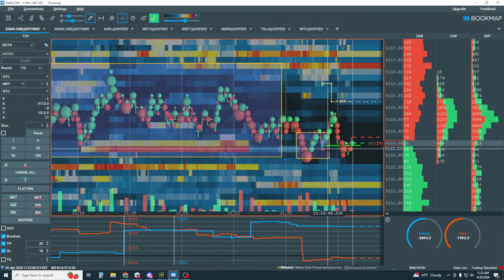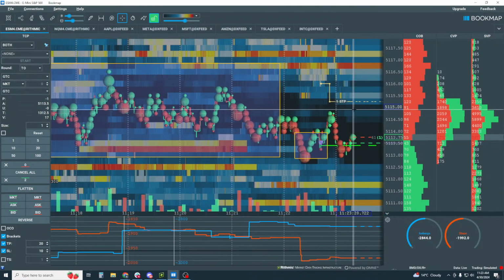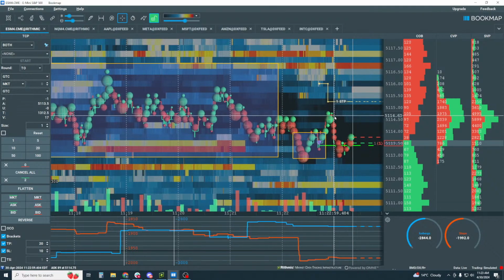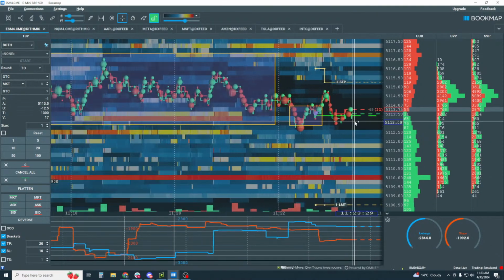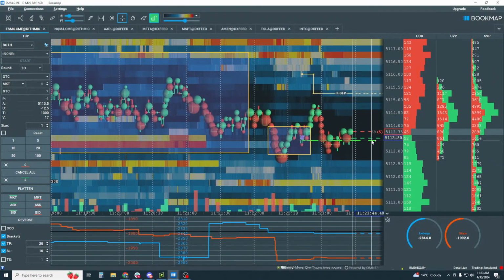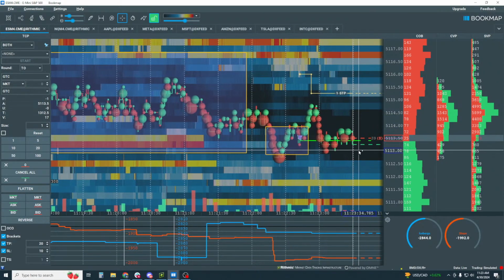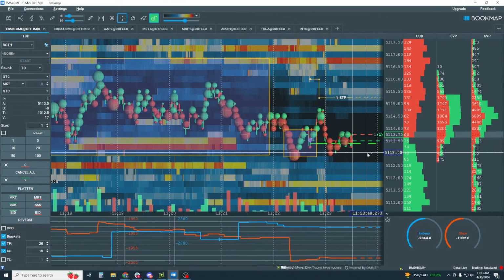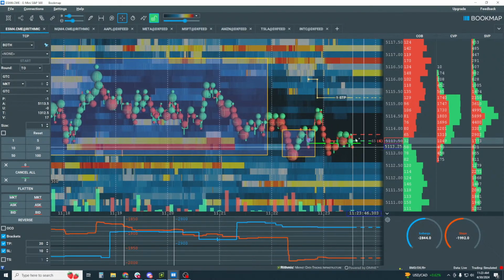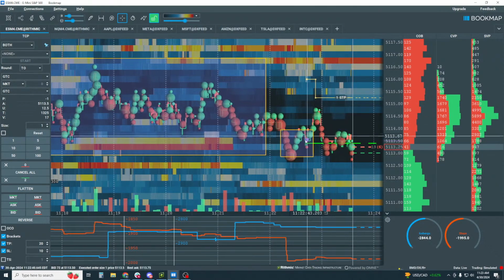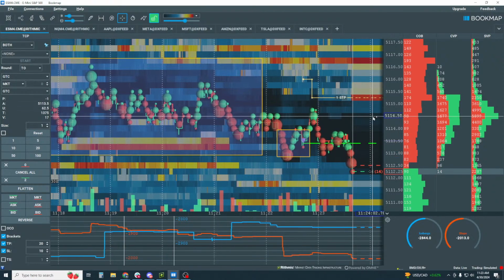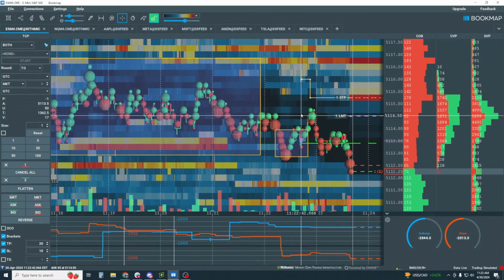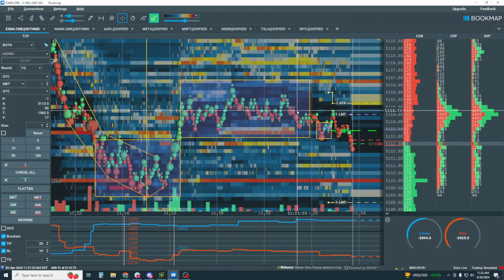I'm looking for sellers to take control here and then drop it. It came back up to the top of this range here. And now I'm looking for sellers again to drop it. Okay, now we know it's kind of choppy. Now we have one position here, and we could put another one up here, okay, if we go with that zone idea.